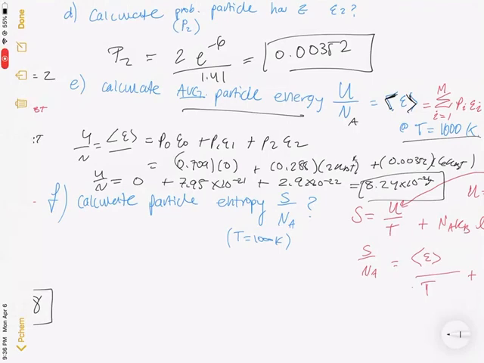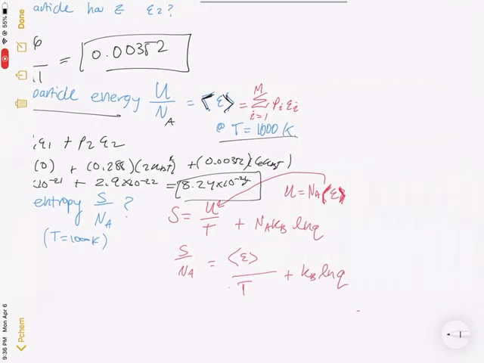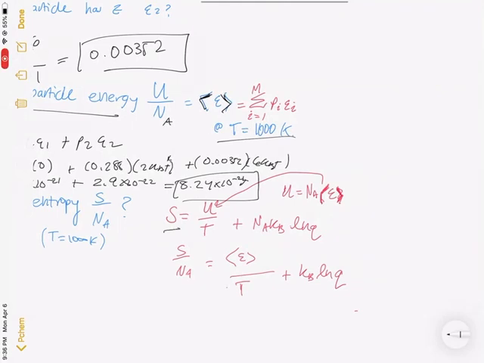For the final problem, it says to calculate the particle entropy, S over Avogadro's number. To calculate entropy, it's the internal energy over temperature, plus Avogadro's number times the Boltzmann constant times the natural log of Q. N_A times kB is technically R, and R is equal to 8.314 joules per mole Kelvin, so you could use that instead if you want. We don't have U, so we can substitute U, which is equal to Avogadro's number times the average energy, and then you'll have S over N_A.